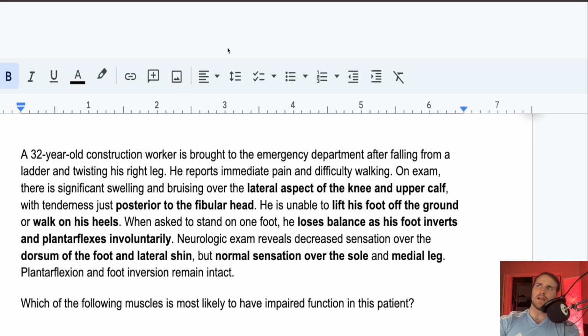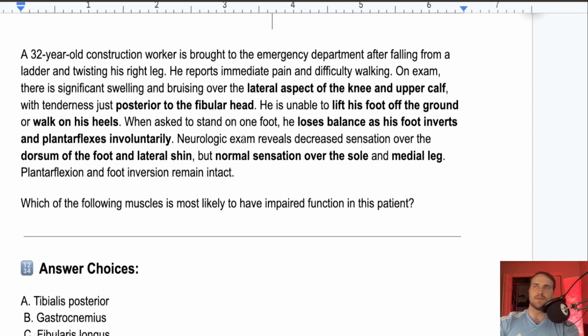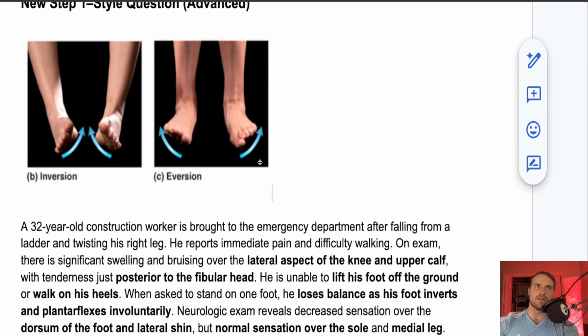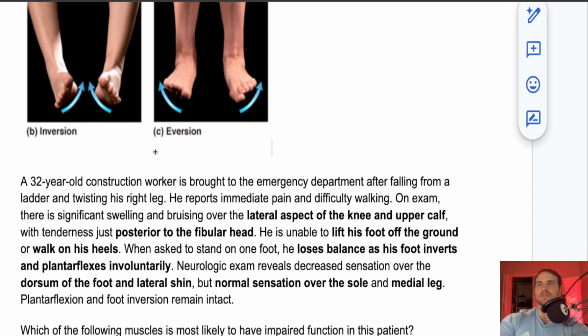All right, this is a tough little anatomy question, but I've seen it asked on the Step, so here we go. We've got inversion and eversion. First of all, eversion, that's what it looks like. This is what inversion looks like.